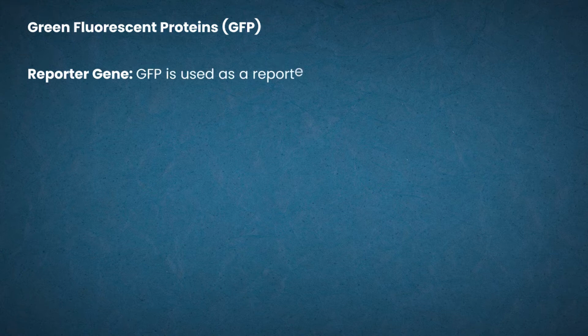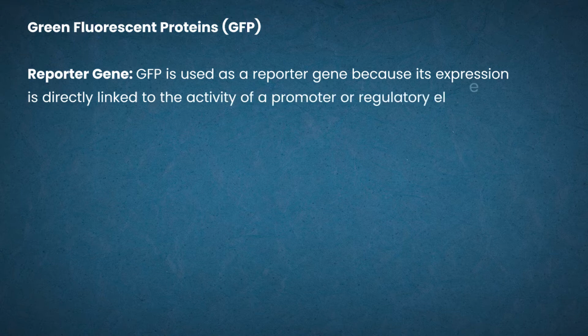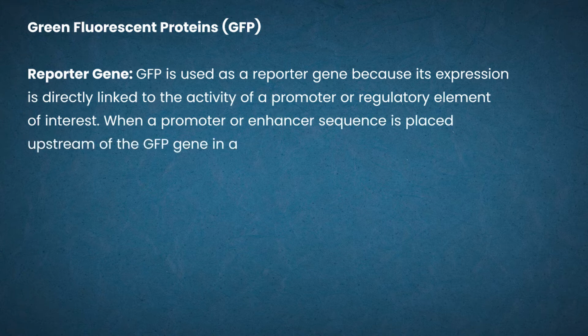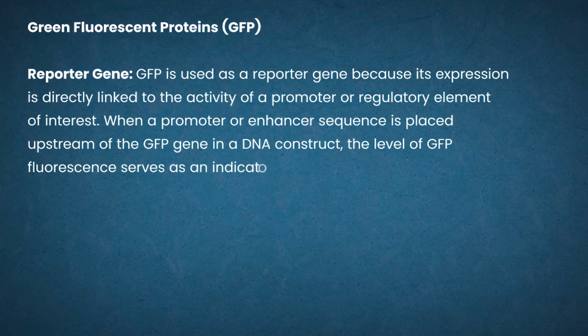GFP is used as a reporter gene because its expression is directly linked to the activity of the promoter or regulatory element of interest. When a promoter or enhancer sequence is placed upstream of the GFP gene in a gene construct that you are using, the level of GFP fluorescence serves as an indicator of the promoter activity. The more the GFP fluorescence, the more is the activity of the promoter. So, this is how you measure the activity of the reporter gene, and indirectly or directly you measure the promoter's activity.